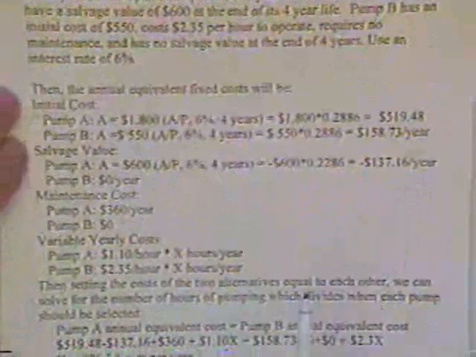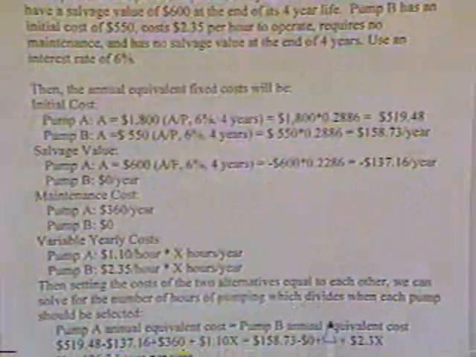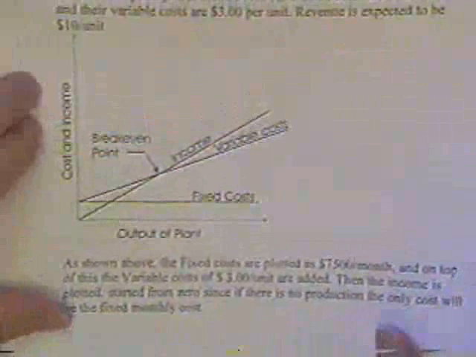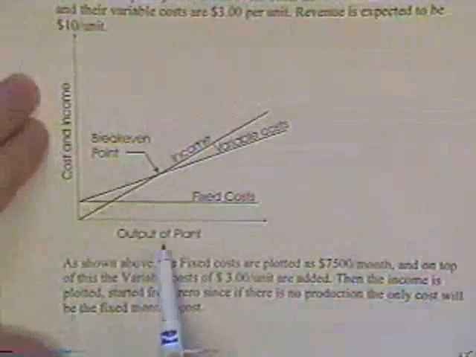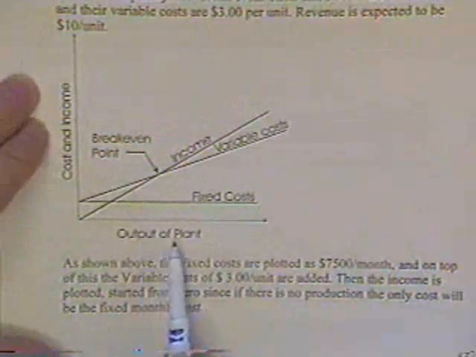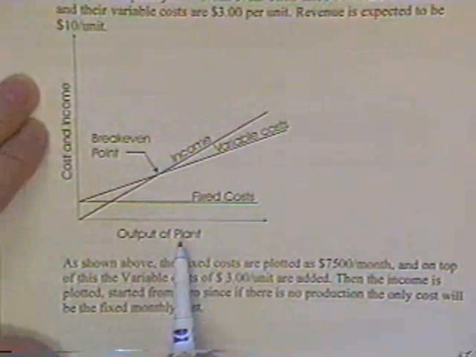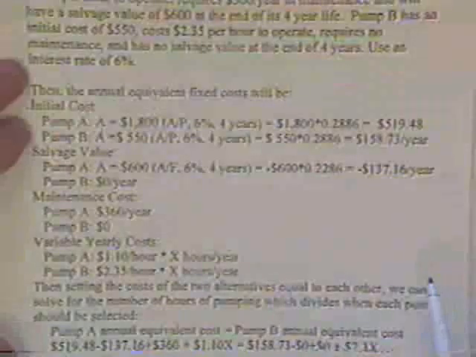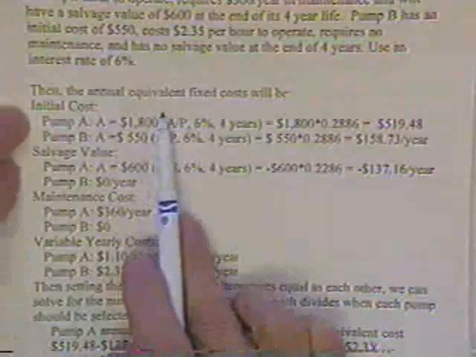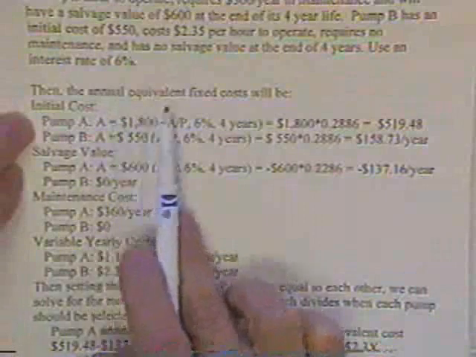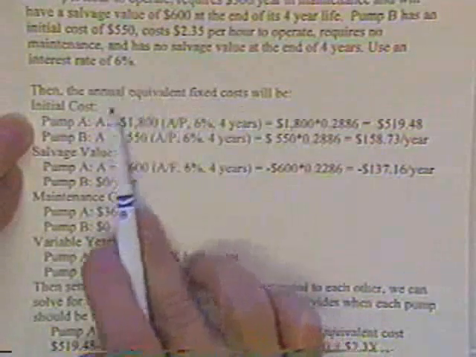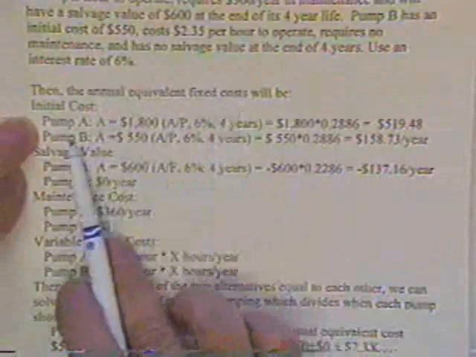So, you have some fixed costs. Let me show you a picture from the next page just to indicate this. Here's the outcome. Here's the output of the pump. No, this one's going to work better for a plant. So let me not do that one yet. Here is the annual equivalent fixed cost. This is equivalent to the annual cost.